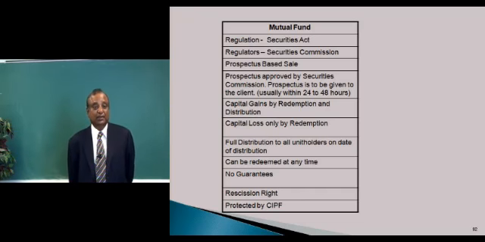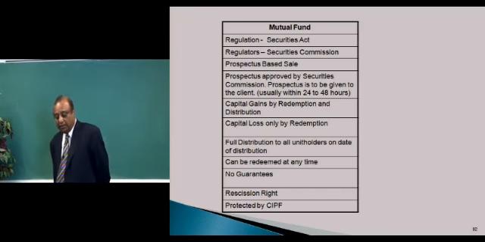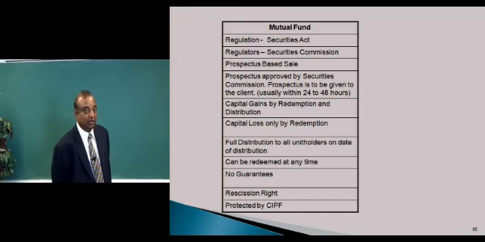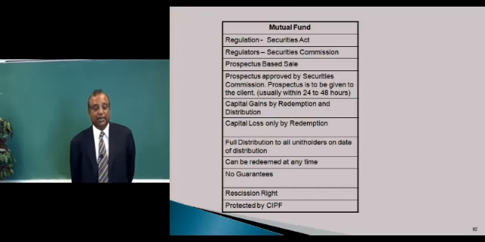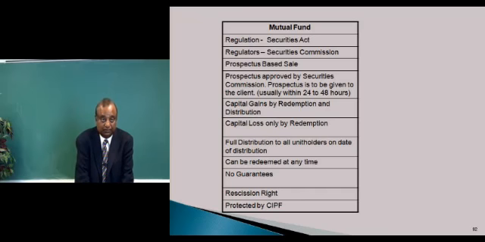And the prospectus needs to be approved by the Securities Commission before it is distributed to the public. Approval by the Securities Commission means that the Securities Commission is going to make sure that the prospectus is complying with all the disclosure laws, that indeed the company is disclosing everything that it needs to disclose.